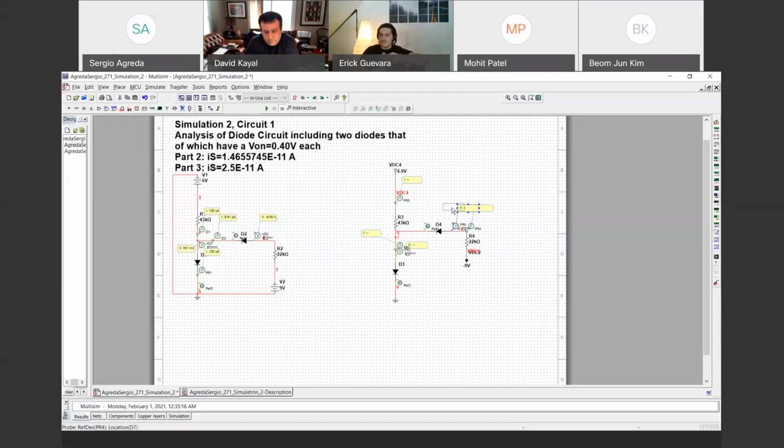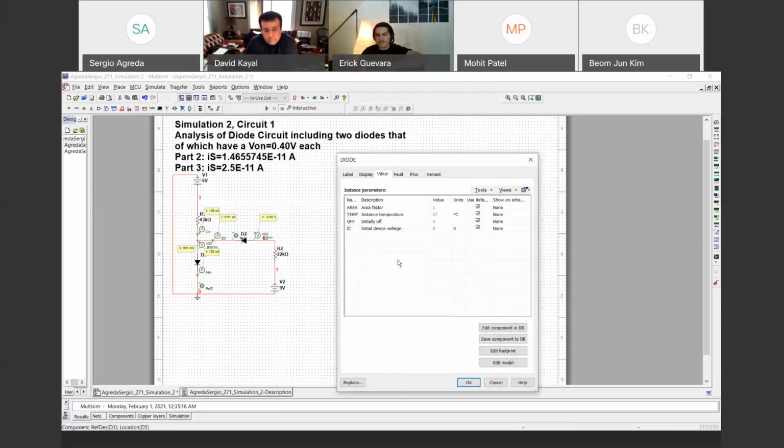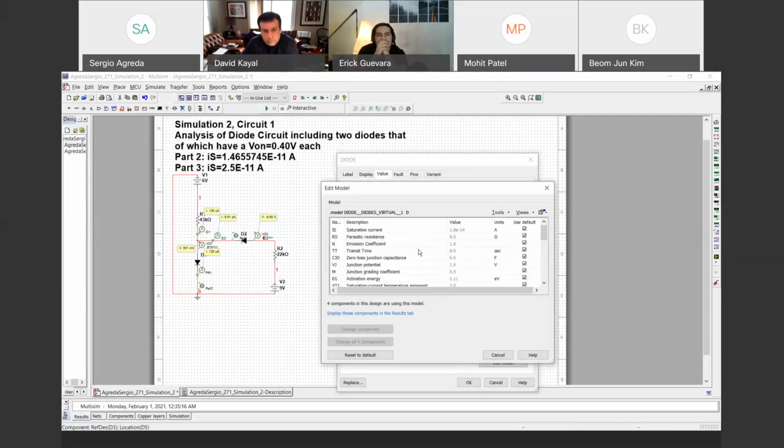Now, simulating is the same way how it would behave. Also check on your circuit and just see that it's how you have it set. Initial device voltage allows you to choose what you want. The moment you have to go to edit model, you would have to find your voltage drop.